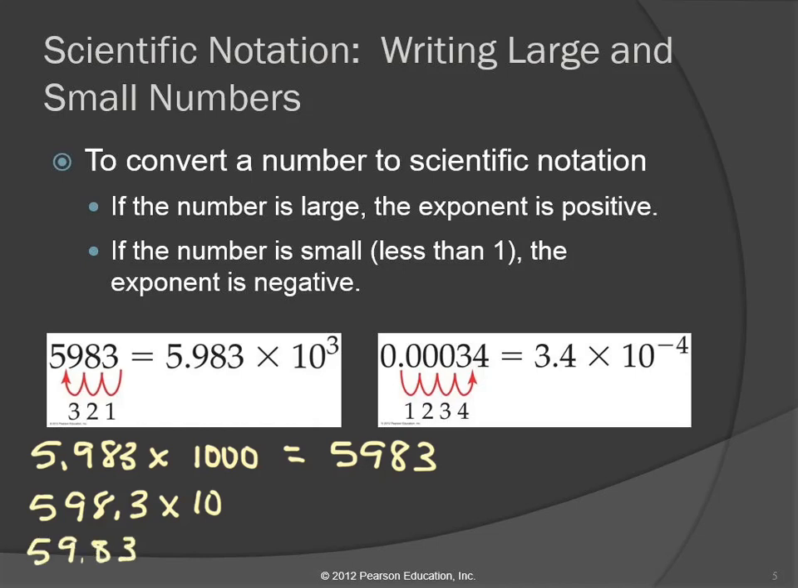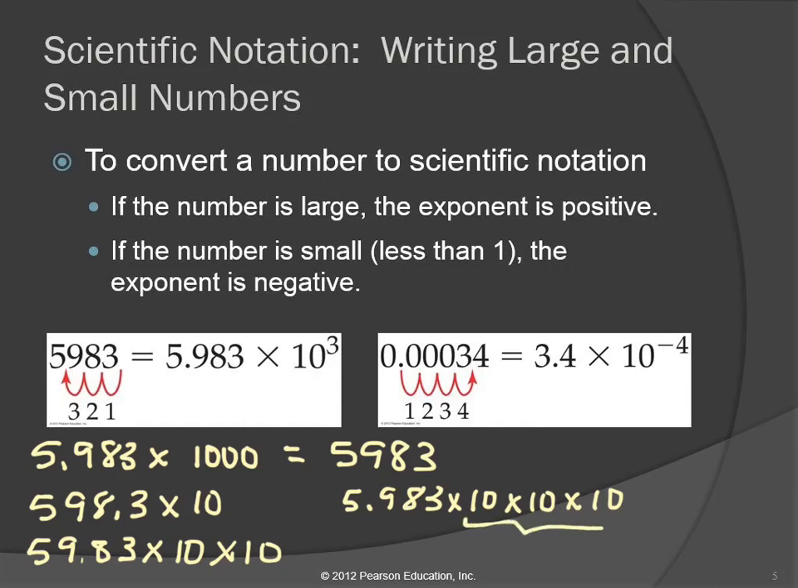I get 59.83, right? And there's the original 10, and then I pull this 10 out. Do you see what I'm doing? I'm pulling 10s out. I'm factoring 10s out. And so if I do that one more time, I'm going to get 5.983 times 10 times 10 times 10. This is 10 to the 3rd power. So that is equivalent to 5.983 times 10 to the 3rd.